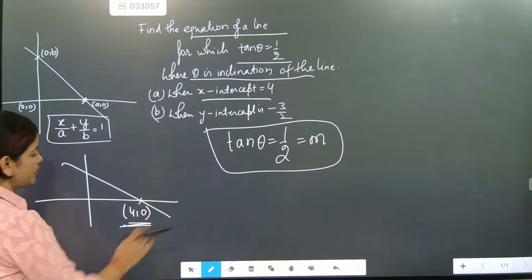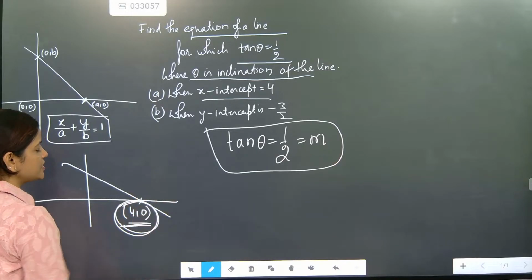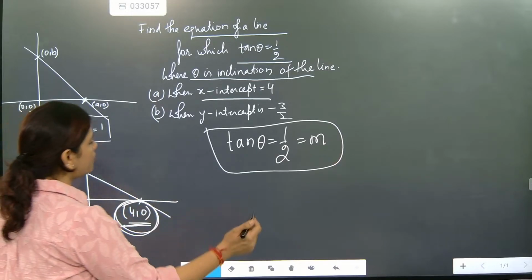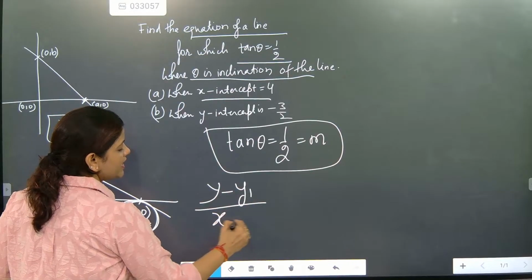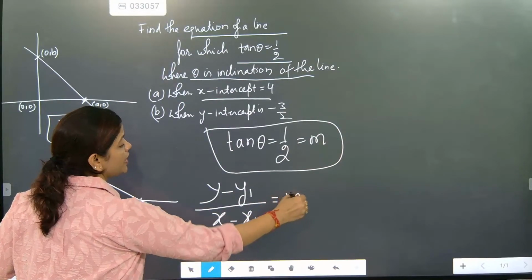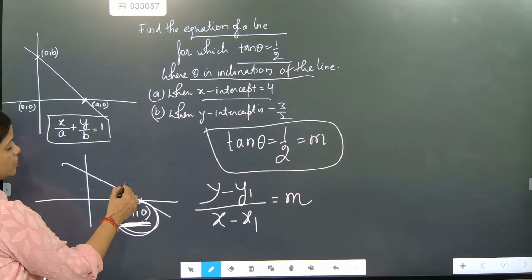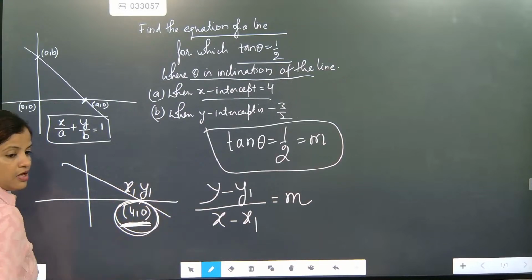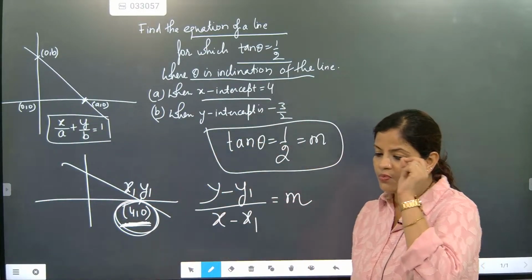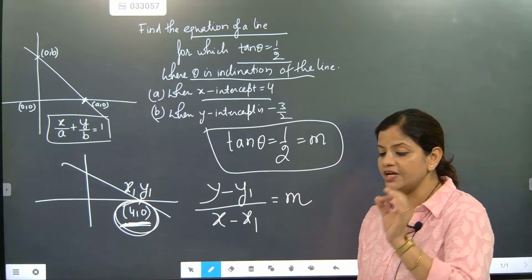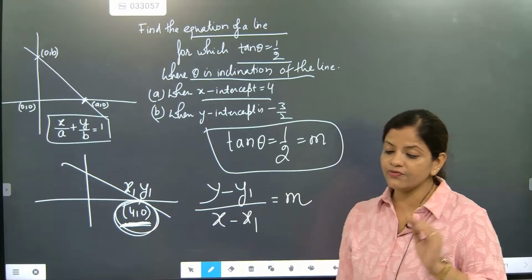I am solving this roughly. The x-intercept is coming as 4 comma 0. The slope is given. Then what is the equation of the line? We know the equation of the line is (y minus y1) by (x minus x1) is equal to m. So what is the point we got? We got the point 4 comma 0 as x1 and y1, because what we need here is only one point and then the slope.